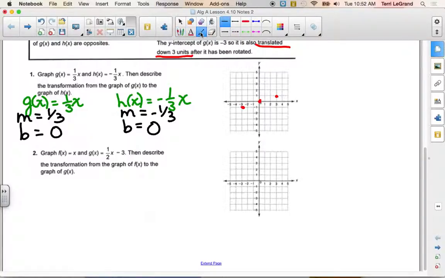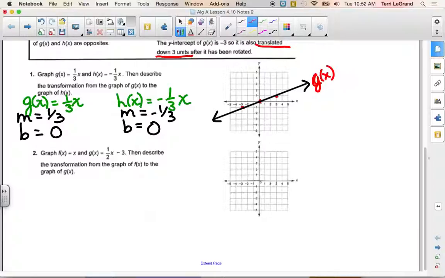And notice I tried not to just baby you through graphing anymore because this should be kind of old hat. We should be able to do that pretty easily and quickly. And remember, on the graph, it's always a good idea to give them their names, like f of x or g of x or h of x, whatever it is, so you can keep them straight.